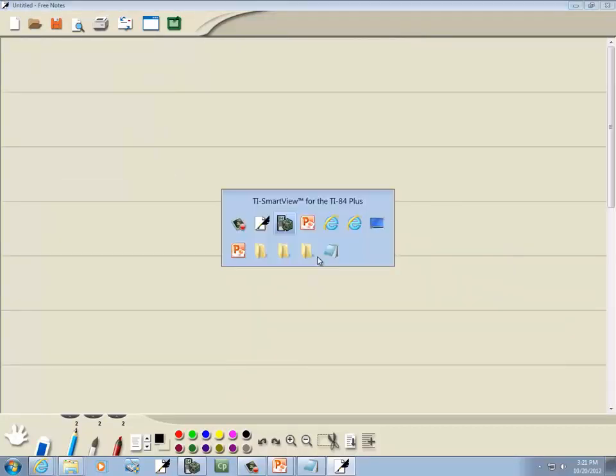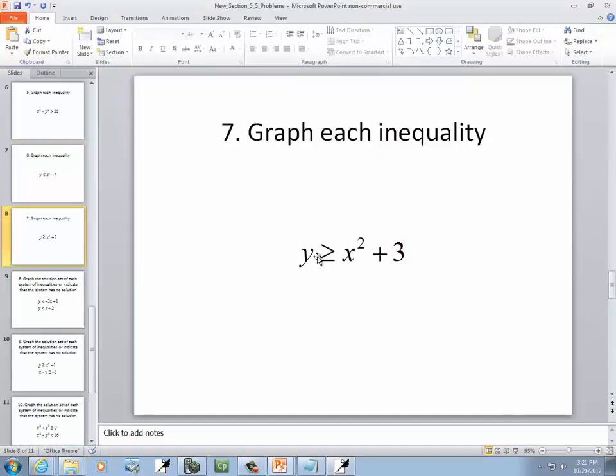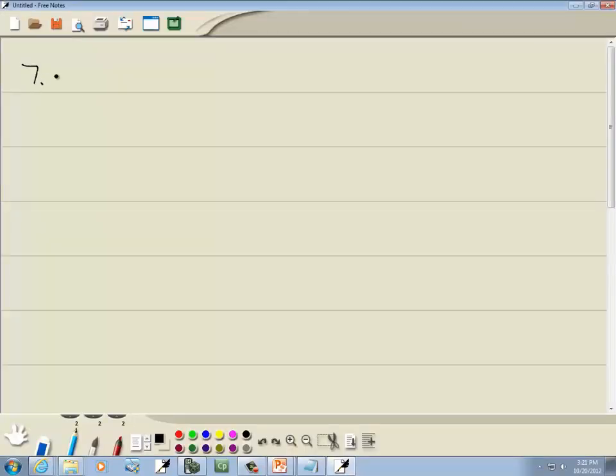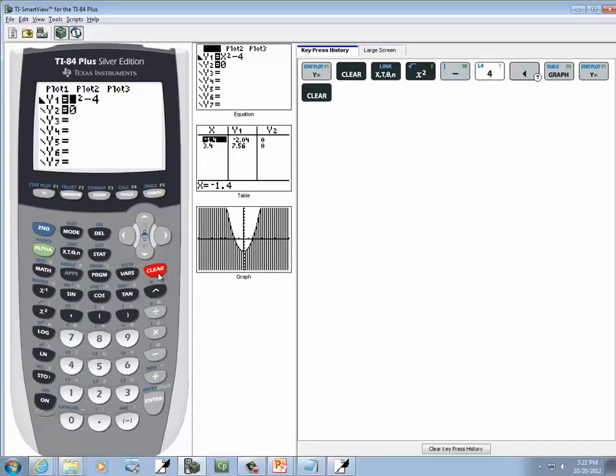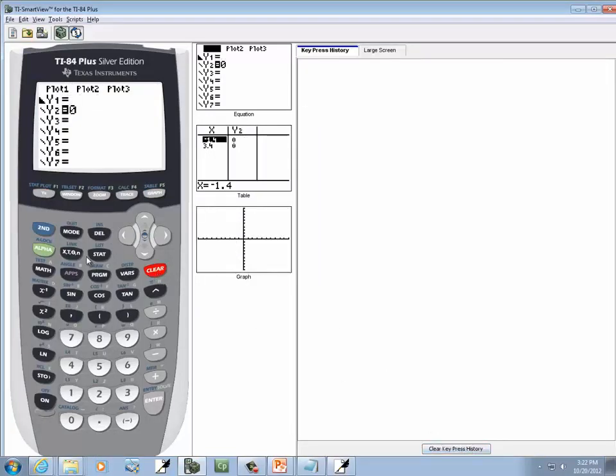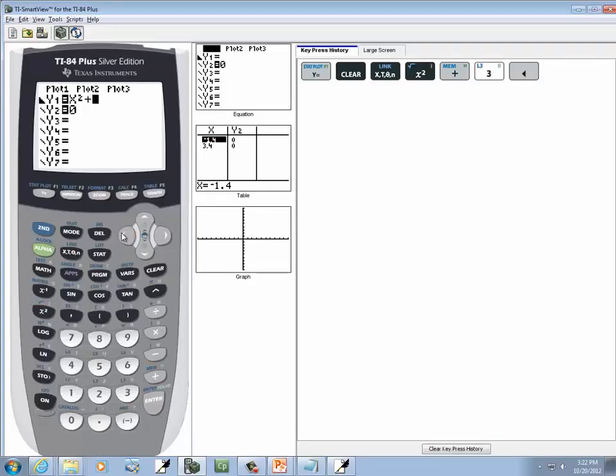Start a new page, and we'll look at the next problem. Now I'm just going to do this on the calculator. y is greater than or equal to x squared plus 3. Although they are pretty easy by hand. Okay. So we're going to press Y equals. I'll clear the key press history. Now press Y equals, press clear. I'll do x squared plus 3. And I'll do a left arrow until my cursor's on that. I'm going to set it back to where it was.